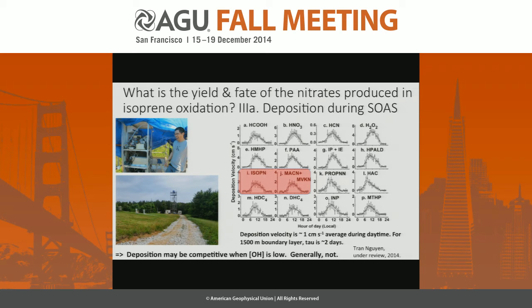If we take a 1,500 meter boundary layer, it turns out that the lifetime with respect to deposition is of order 2 days. So this is likely to be important and may be competitive when the OH concentrations are low. But generally, it's not going to be terribly important. Deposition is likely not to be a major loss, although because it makes nitric acid, it can still be important.